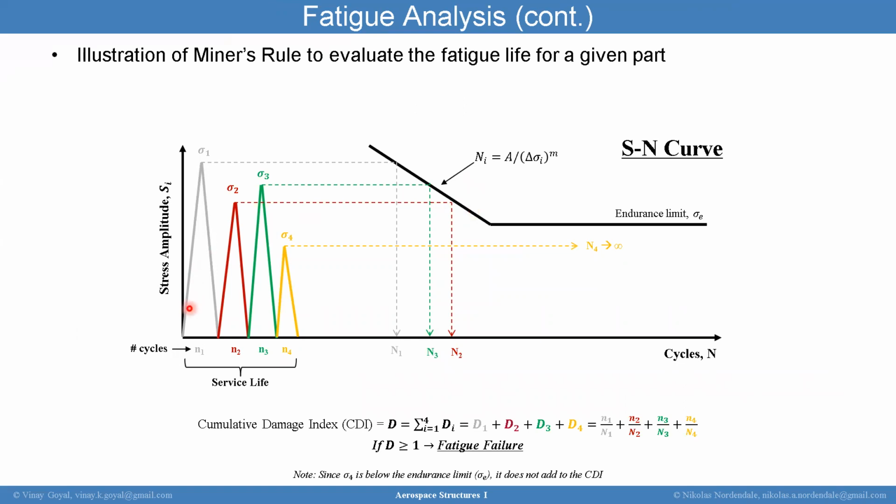Here's a visual examination of what's going on. You have stress amplitudes at different levels, and you may have a number of cycles N1, N2, N3, N4. So you can have number of cycles associated with this cycling of stress from 0 to sigma 1, 0 to sigma 2, for example. And then you'll record these number of cycles in the numerator, and then you'll determine the number of cycles to failure in the denominator. So for sigma 1, I record N1 and put it in a denominator, and then for sigma 2, I put N2 as a denominator, and so forth.